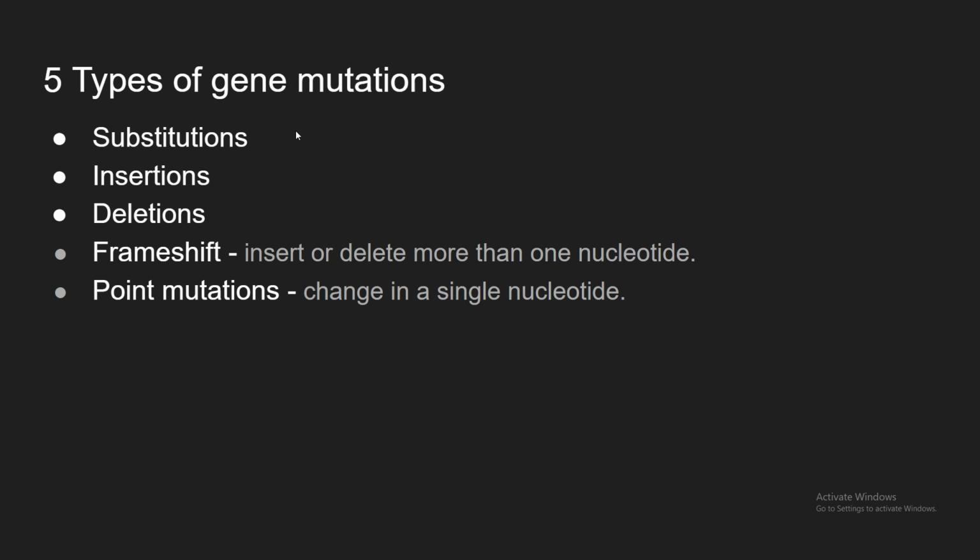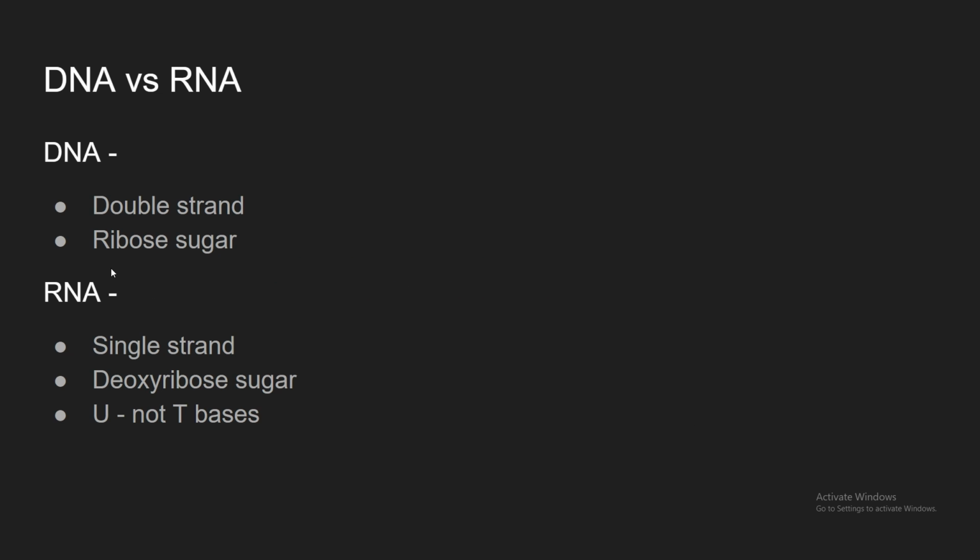Then there's gene mutations, 5 types of gene mutations. You really only need to know 2, which is frame shift and point mutation. Frame shift is when you insert or delete more than 1 nucleotide, and then point mutations are when there's a change in only a single nucleotide. Frame shifts tend to have more impact on the gene.